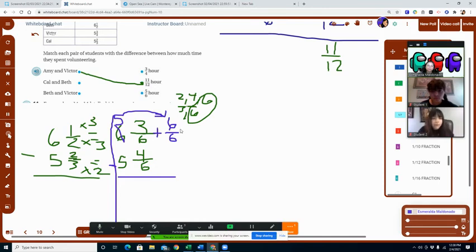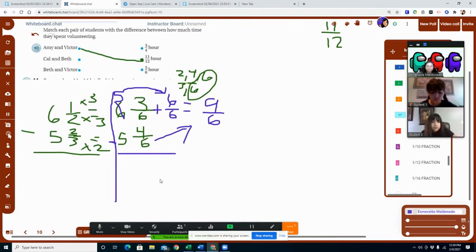So now 3 plus 6 is equal to 9, right? And that's over 6, and I'm subtracting 4/6. So I'm subtracting from 9/6. Remember, we only subtract the numerator. What is 9 minus 4? 5. And the denominator stays the same. And then 5 minus 5 is equal to 0. So that means that it was 5/6 of an hour, right? For Carl and Beth. That's the difference. So we combine it, and we see 5/6 here.